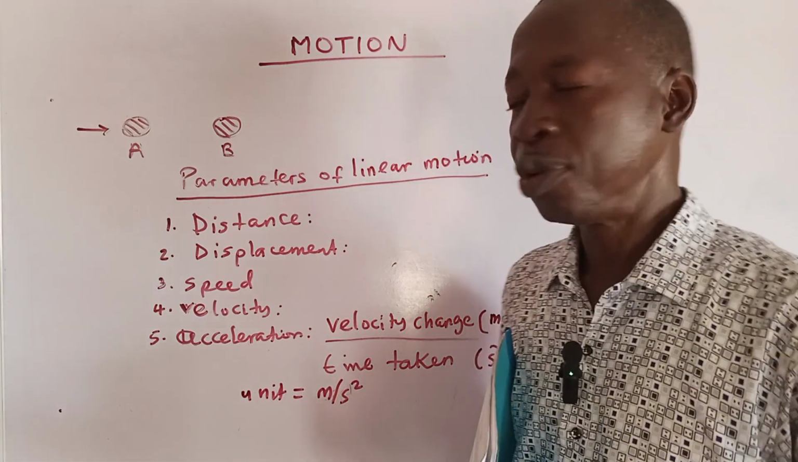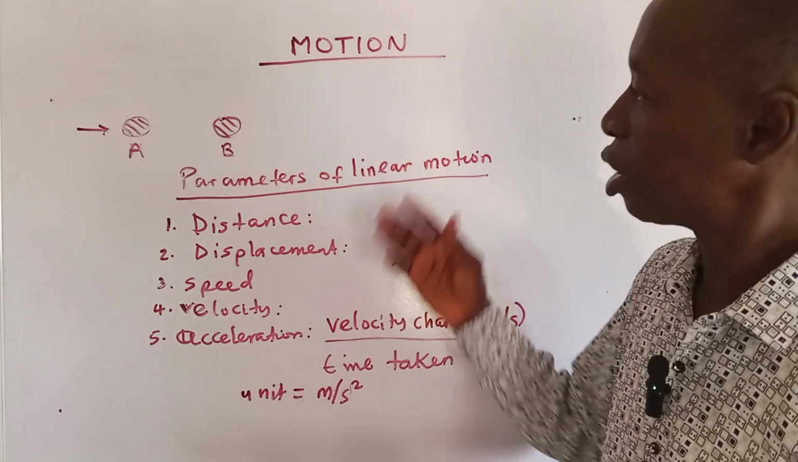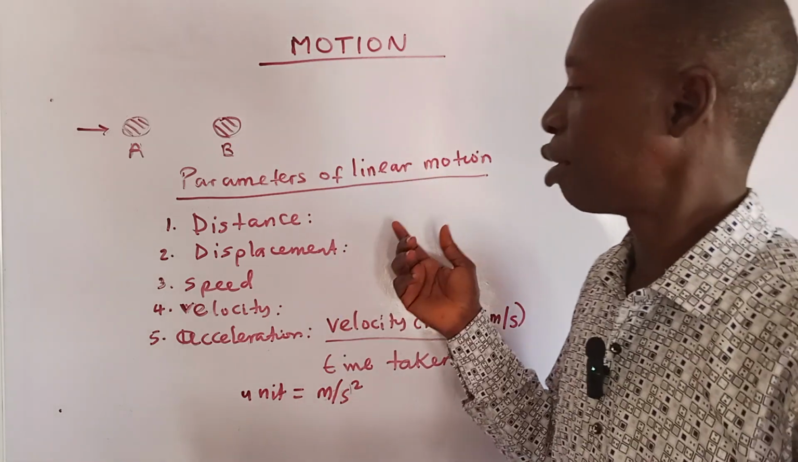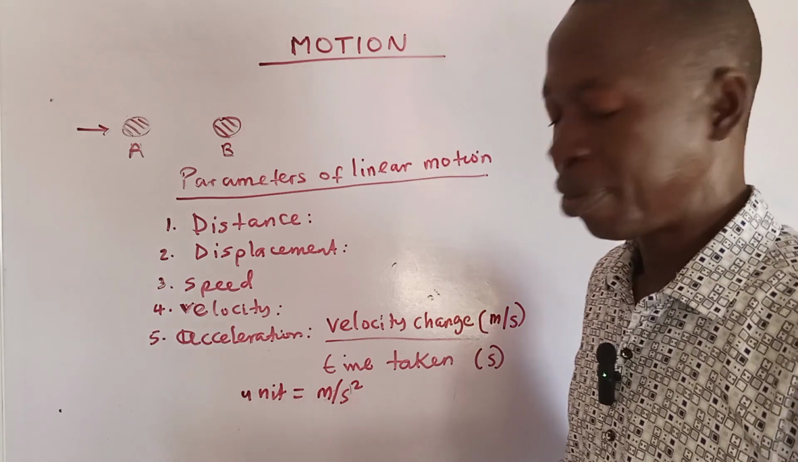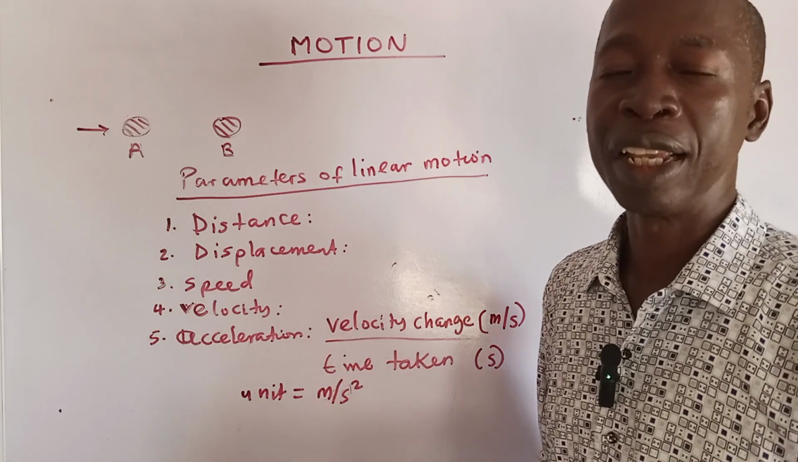So today we have looked at what motion is. We also looked at what linear motion is. Then we have looked at the parameters of linear motion. I believe you have understood one or two things from today's class.